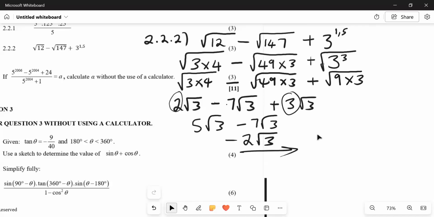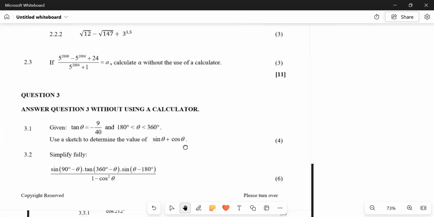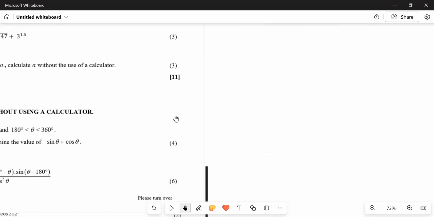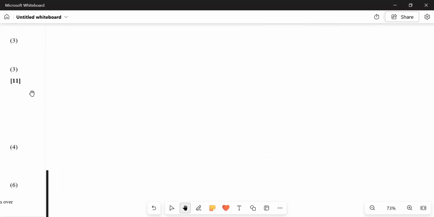Now we're left with the last part of our exponents. And it's very interesting. It needs one to be creative, this one. You need to be a critical thinker. So this is 2.3. For 2.3, we have to calculate without the use of a calculator the value of A.